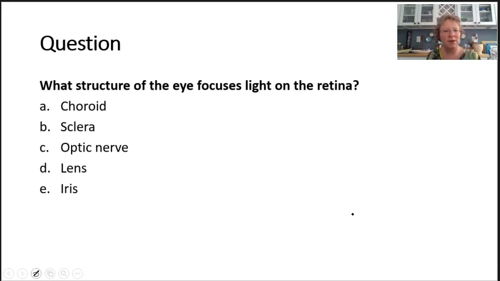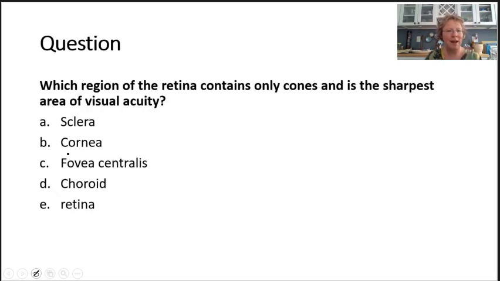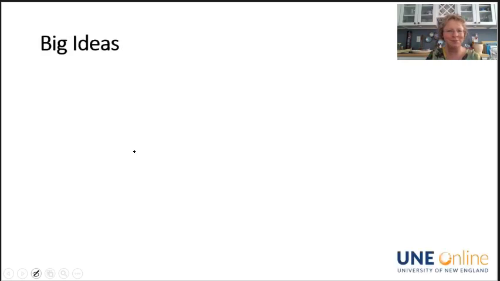To summarize, let's do a couple questions. Just make sure it's all clear. What structure of the eye focuses light on the retina? That would be our lens. And which region of the retina contains only cones and is the sharpest area of visual acuity? That's our fovea, our focal point.